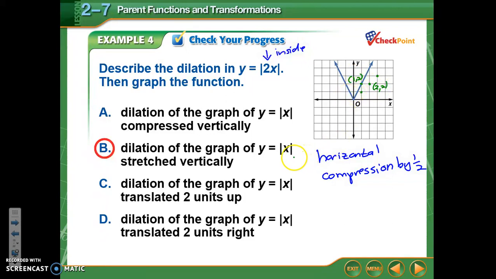What happens though is that sometimes horizontal and vertical compressions or stretching can look the same. So when I compress something horizontally, it looks like a vertical stretch as well. Sorry if that was a little confusing. We can talk more about that one in class. But I would have accepted either one of these answers if it was a test or quiz or something like that.